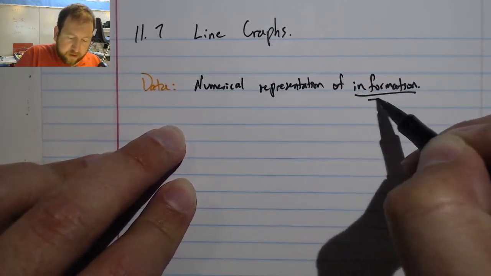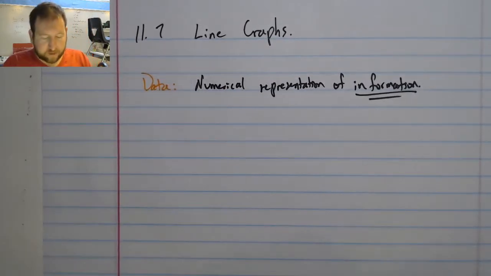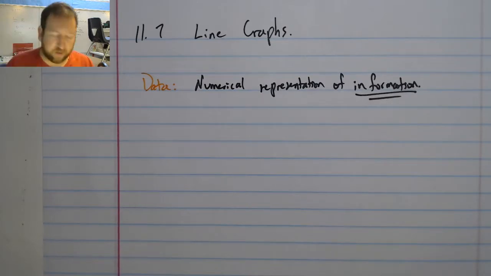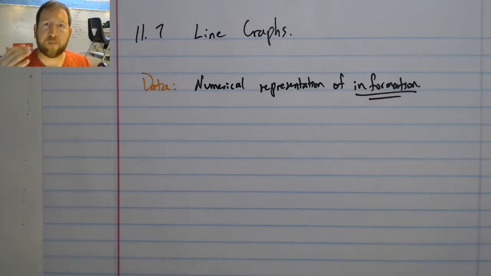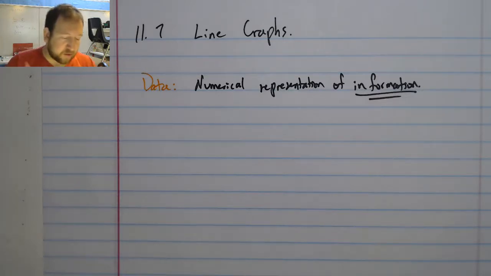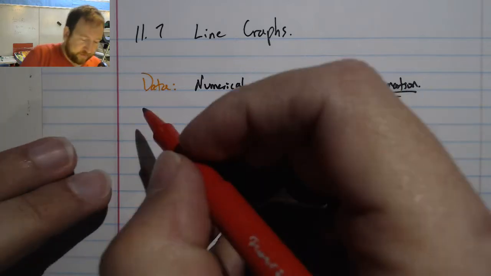The problem is if we have too much information, it's very hard for us to sort through it with our brains and really understand what's going on. So they invented a couple of ways that we can take that data and sort it and turn it into pretty pictures. And our brains are much better at looking at pictures and determining what's going on rather than a big block of numbers. So we're going to look at a second way to sort that data, and we're going to be focusing on line graphs today.